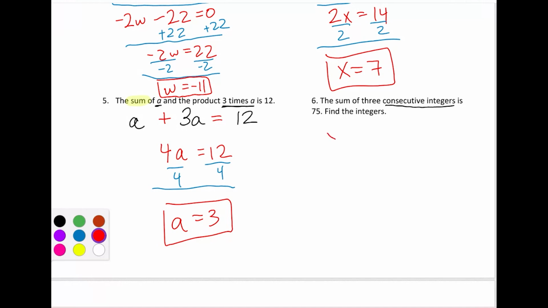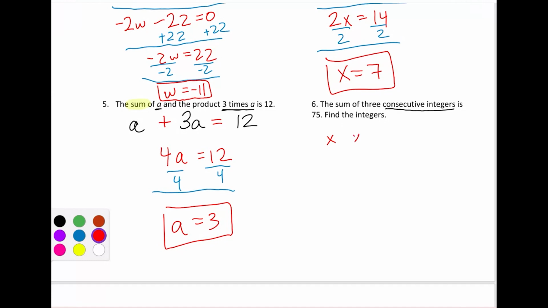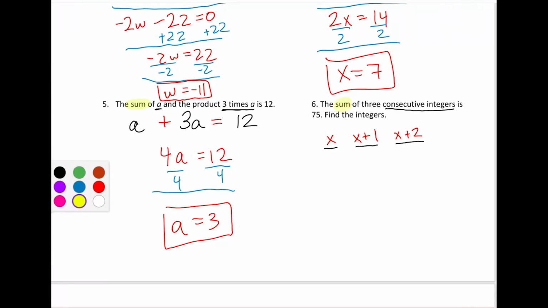algebraically, if we're going to let the smallest number be x, the next consecutive number would be x plus 1. For example, if the smallest number is 5, the next consecutive number would be 6. It's one more than that. And then the next consecutive number would be x plus 2. So these three numbers will be consecutive. They're one right after the next. It says the sum of these 3 consecutive numbers, so we want to add these up, is 75. So we've got 3 consecutive numbers equals 75.